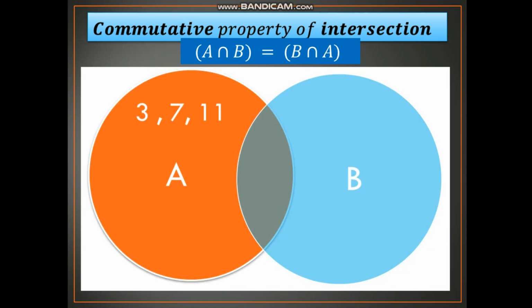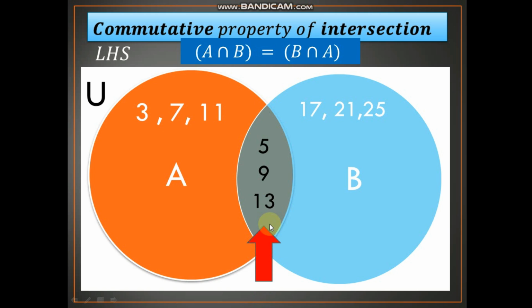Which were common in both sets? These are the non-common elements, 3, 7 and 11, and 7, 21 and 25. These are also non-common elements which we have already solved. So which are the common elements in both sets? The common elements in both sets were 5, 9 and 13. So in intersection, our required answer is this gray one, right?